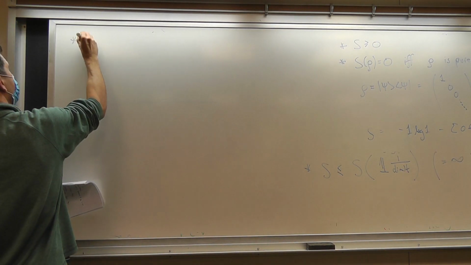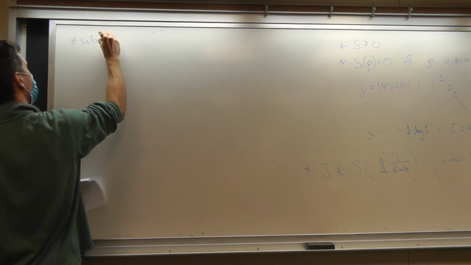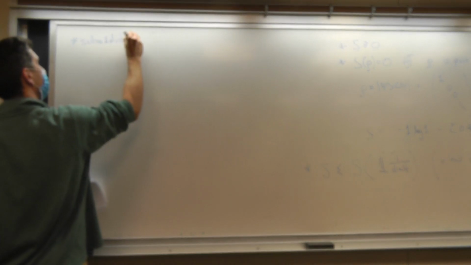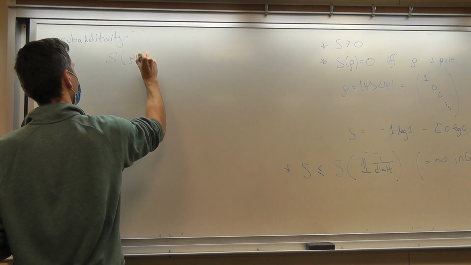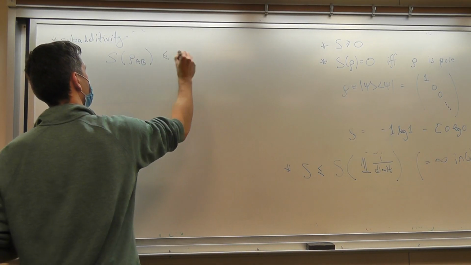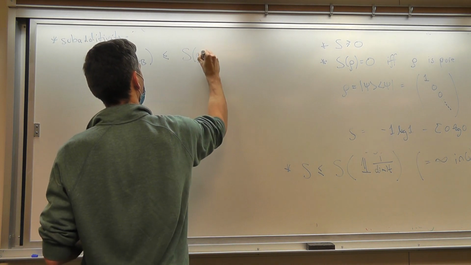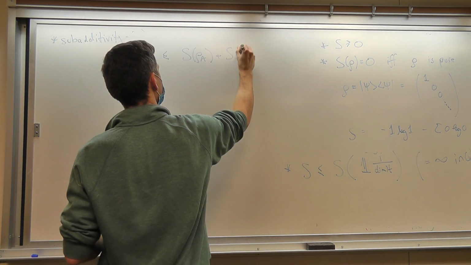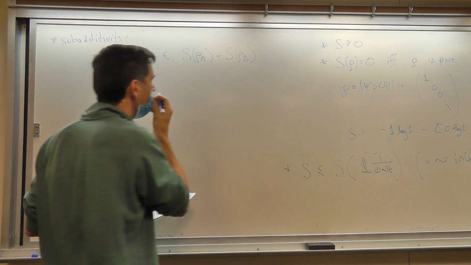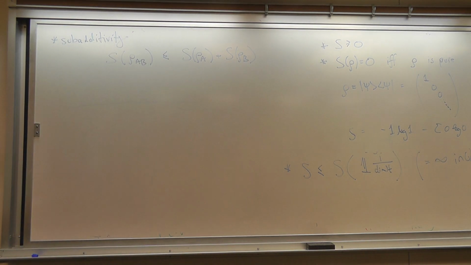The entropy obeys subadditivity, which says that S of rho AB is less than or equal to S of rho A plus S of rho B. I'm not going to prove that, but it's true.